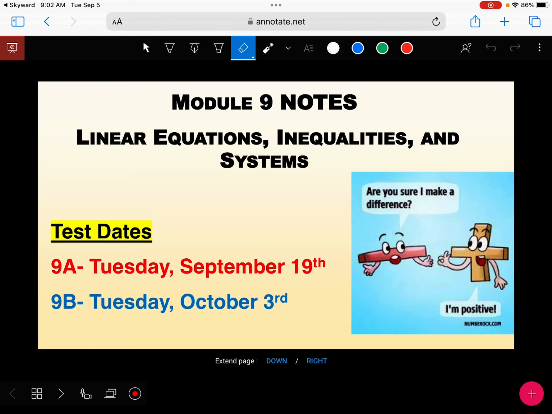If we could, please put away your phones, take out your earbuds. I would appreciate it. Earbuds, all of that needs to come off. So module 9 is linear equations, inequalities, and systems, and we have 2 different tests. So I'll give you a minute to write those down.